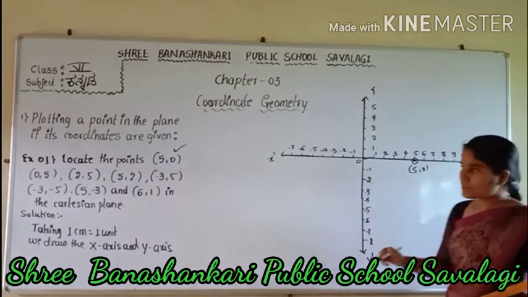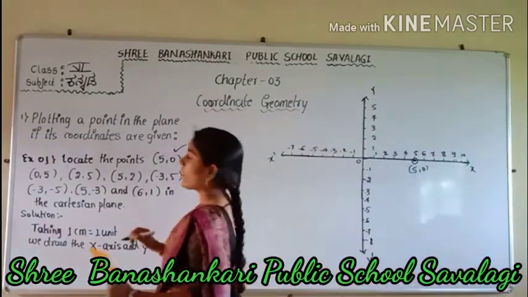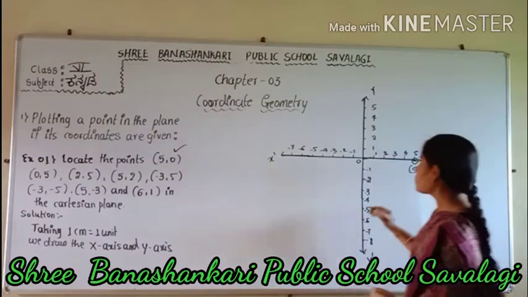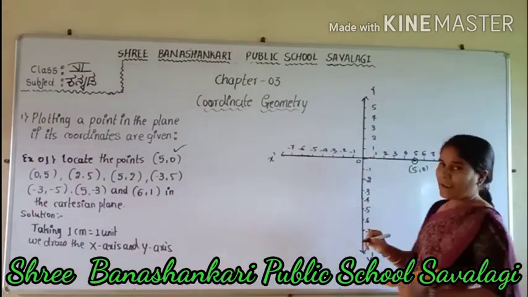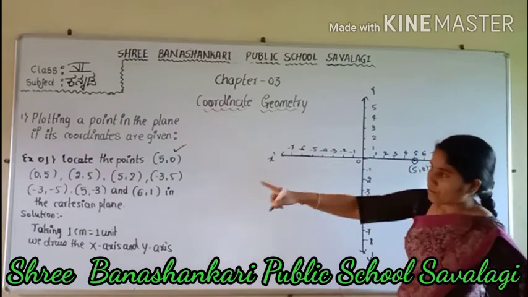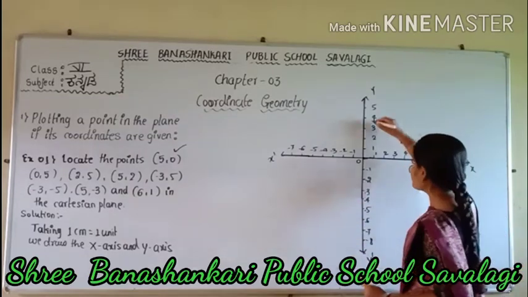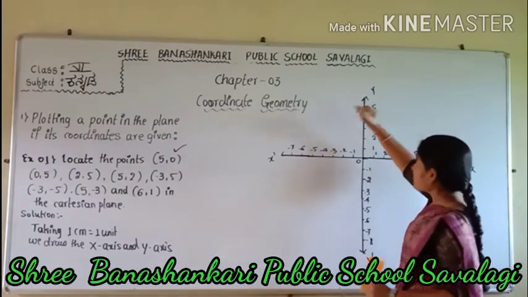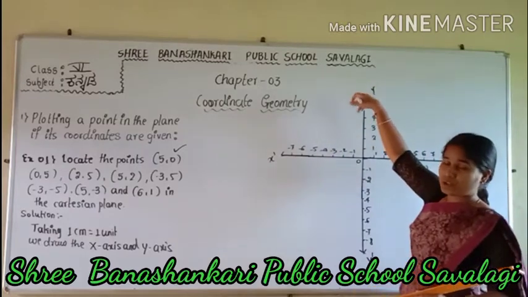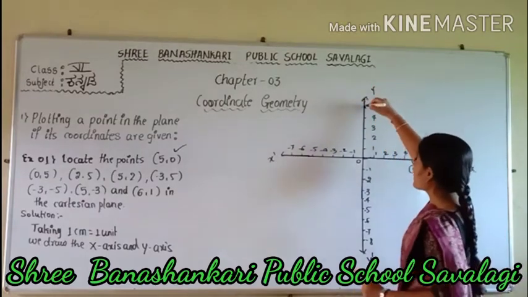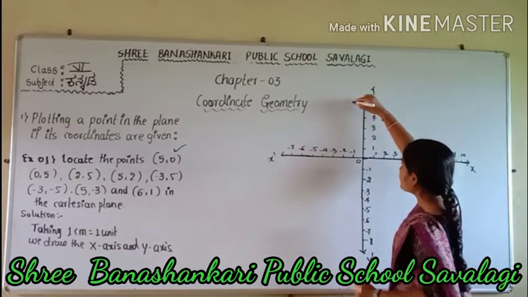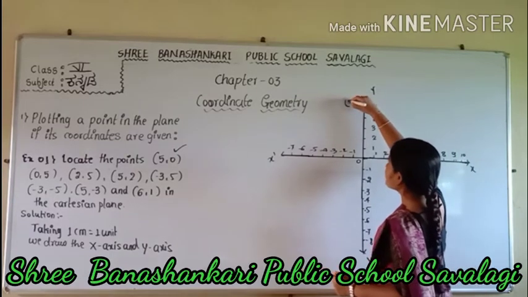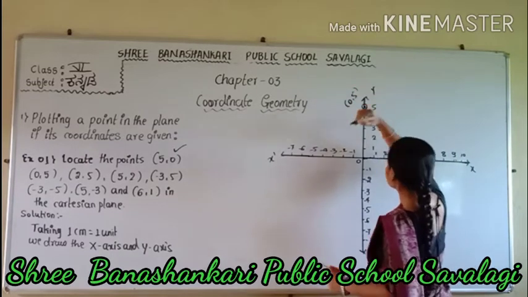And the next point is 0 and 5. Here the x coordinate is 0 and the y coordinate is 5, and that is also positive 5, which means here on the y axis, in the positive direction of the y axis. The point comes here, and the coordinates of this point are 0 and 5.